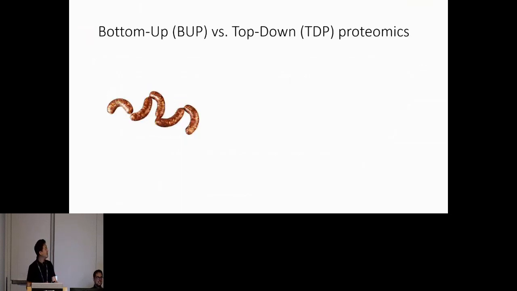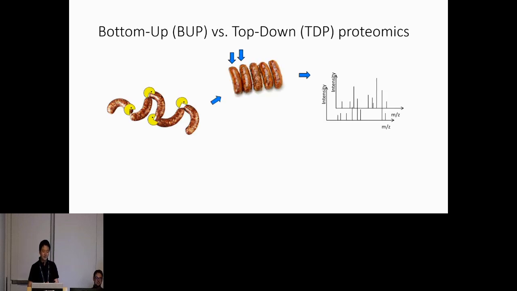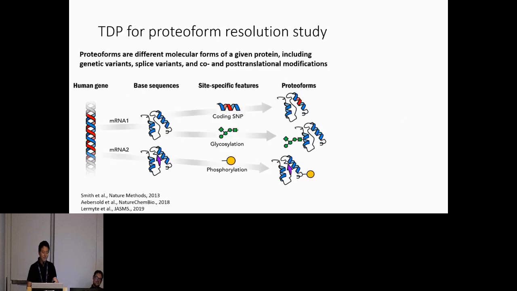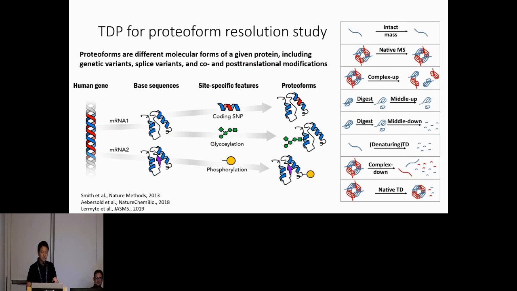So let me briefly compare bottom-up versus top-down. In bottom-up, given a protein, we digest the protein into small pieces, and each piece is analyzed individually. But in top-down, basically, this digestion step is skipped, and we have a spectrum from the intact protein, and you want to go back to the protein identity as a whole. And top-down is very well suited for proteoform resolution studies, where proteoforms are different molecular forms of a given protein, including genetic and splice variants and modifications.